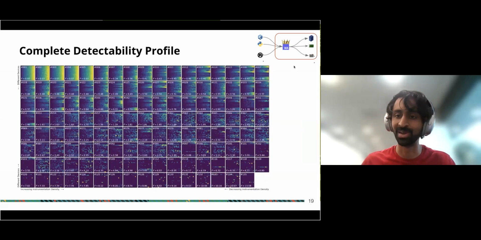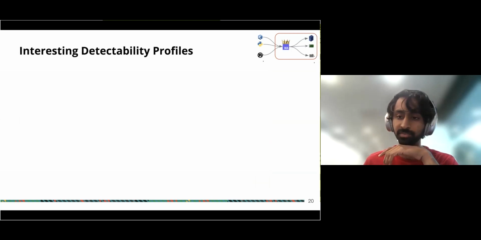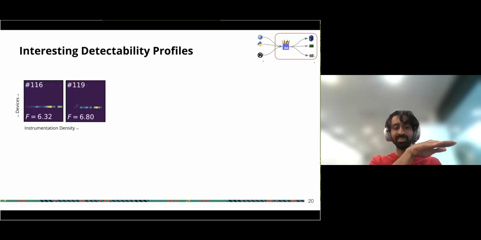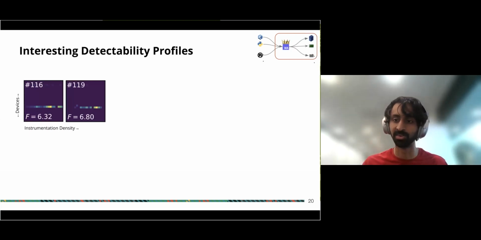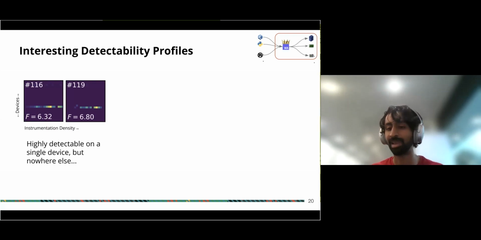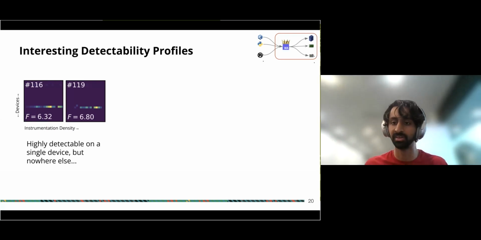Just to not overwhelm people, we have a profile of all the bugs we found, and a lot of these graphs are really interesting to look at. I'm not going to go into everything in huge detail, but I'd like to highlight a couple of interesting detectability profiles we came across. One is something like this, where you have detectability only across one row of your bug. That means you're highly detectable on a single device, but nowhere else. For example, if that was a RISC-V platform, this bug would only occur on the RISC-V platform, and you would never see it on any other platform.